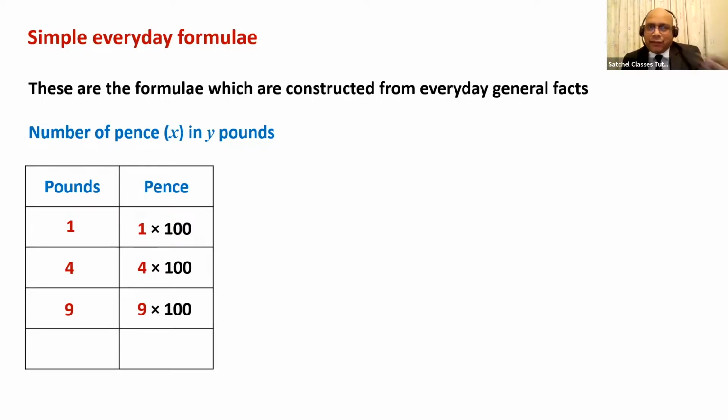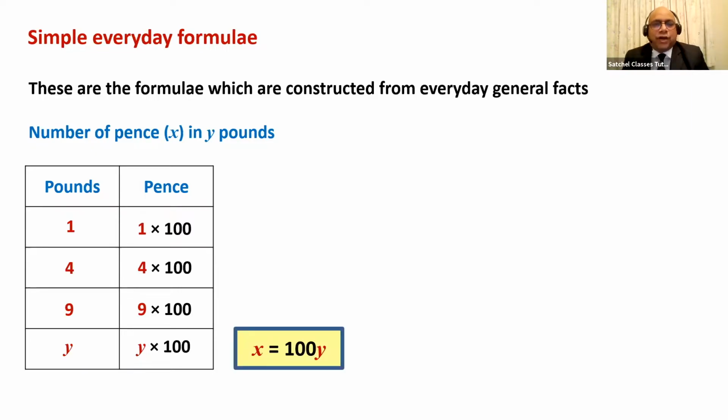So now let's replace the pounds by the letter which is given to us, which is Y pounds. So what if there were Y pounds? If I look at the pattern carefully, whatever the pounds, you need to multiply it by 100 to arrive at pence. So Y pounds will have Y times 100 pence. And we need to represent this by the letter X as given in the question. So your formula would finally be X equals 100Y, which is the same as Y times 100, right? X equals 100Y. Look, it's as simple as that.